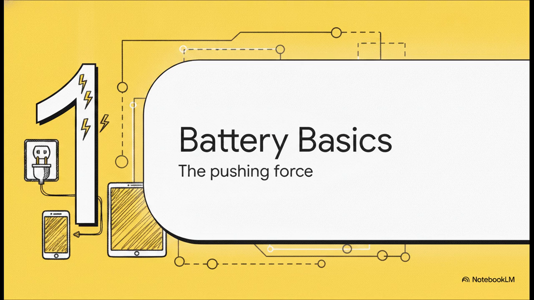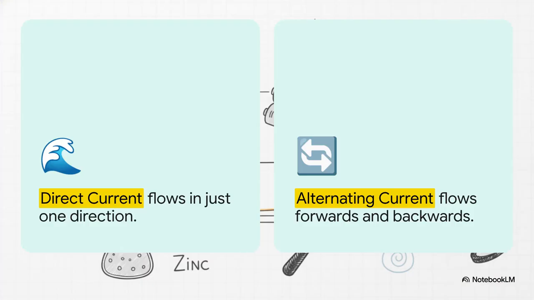Jumping right into Section 1. The basics of battery power. The pushing force. To understand the basic physics of how electricity moves from our power source to our devices, we really have to look at the type of current we're generating. Batteries produce DC electricity, or direct current, and this brilliantly illustrates the concept. Electrons in a DC system flow in just one single direction, from the negative side to the positive side. It's very much like a river flowing steadily downstream.